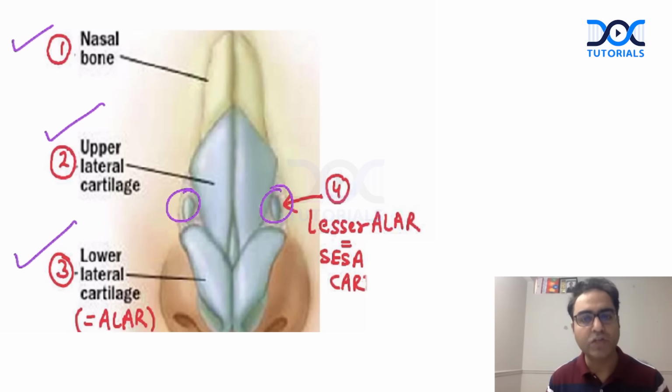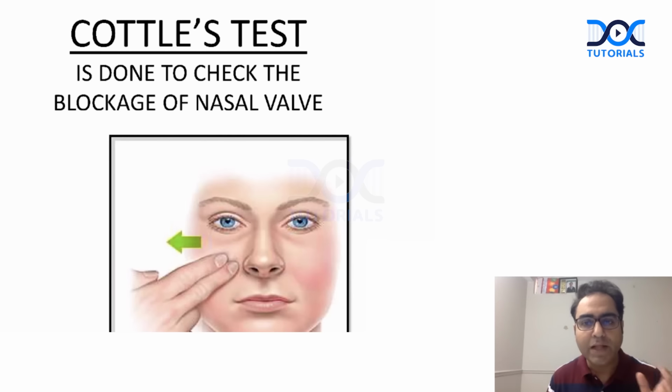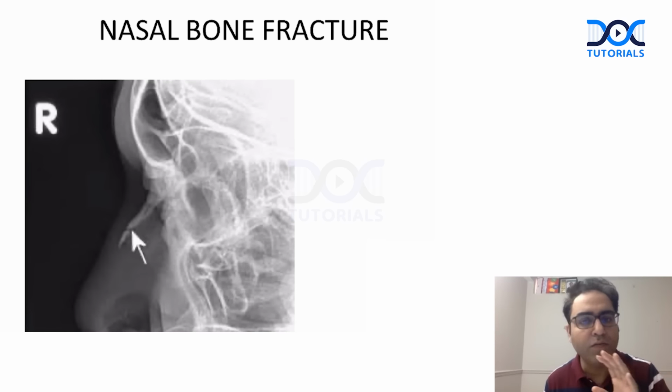Now, Cottle's test picture. It is done to check the blockage of the nasal valve. So, this is the nasal valve area. Sometimes the valve is collapsed. If they show you a visual picture, with two fingers on the cheek lifted upward, what is the name of this test? Cottle's test. Cottle's test is done to check the blockage of what? Nasal valve. Visual question.